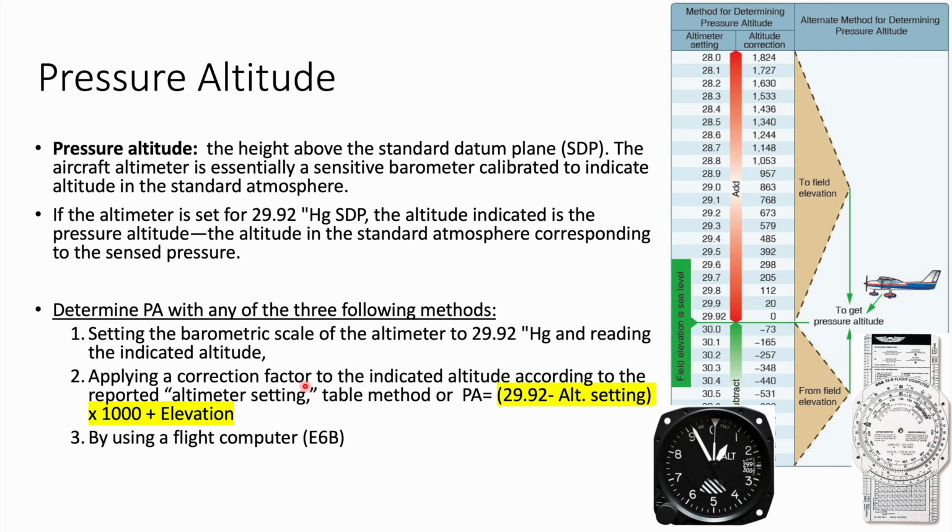A few ways to do that. First one, like I said, is setting your Kollsman window to standard 29.92. Other one is kind of a formula method. So you take standard 29.92, subtract the current altimeter setting, multiply that by 1,000, and then add your elevation. So it could be field elevation if you're on the ground, or it could be your cruise altitude for elevation. Lastly is using a flight computer or an E6B. That's this little device here at the bottom right. And as a reminder, if you don't have one of these yet, I'd recommend picking one up. We'll be using it pretty soon.